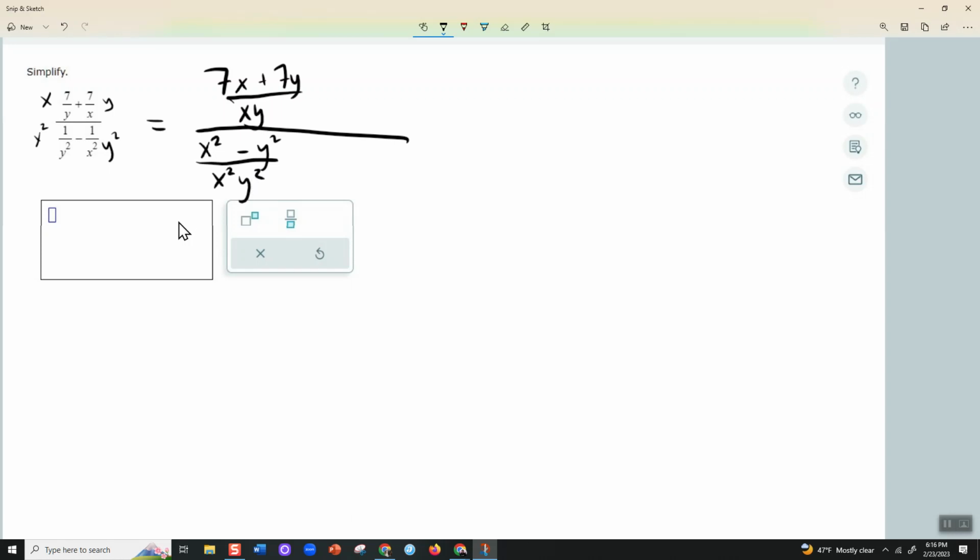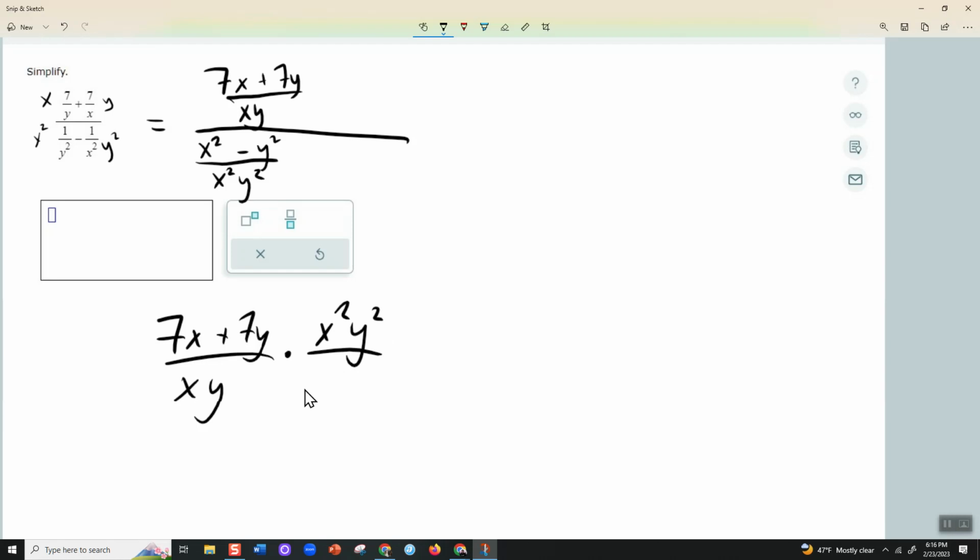That is not a tongue twister at all. Same processes all the time now. Hopefully you're catching on here. I'm going to write the numerator 7x plus 7y over xy. I'm going to multiply by the reciprocal of the denominator, x squared y squared over, now this is getting tricky here. I don't know if you guys see this, but let me see if you can sense this.